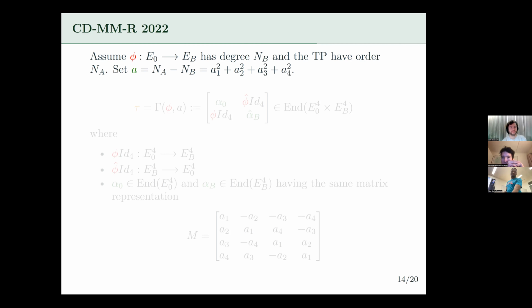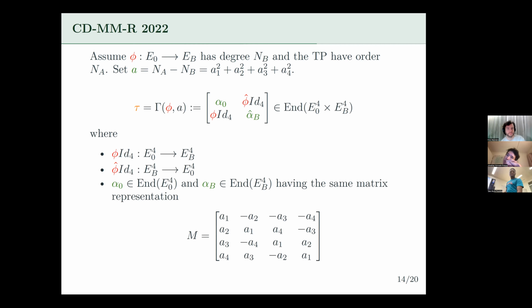So your secret isogeny has degree NB, and your torsion points have order NA. You set A to be NA minus NB, which you write as the sum of 4 squares. Every positive integer can be written as the sum of 4 squares. So you write NA minus NB as A1 squared plus A2 squared plus A3 squared plus A4 squared. Then your gamma is this endomorphism that you choose in higher dimension.